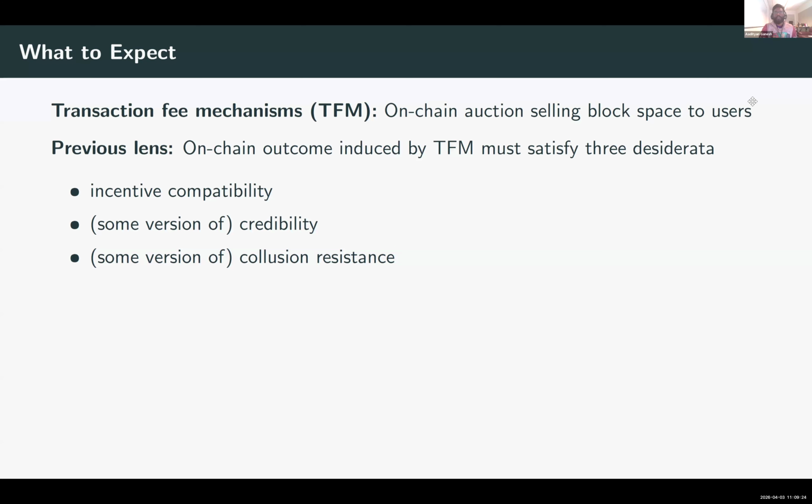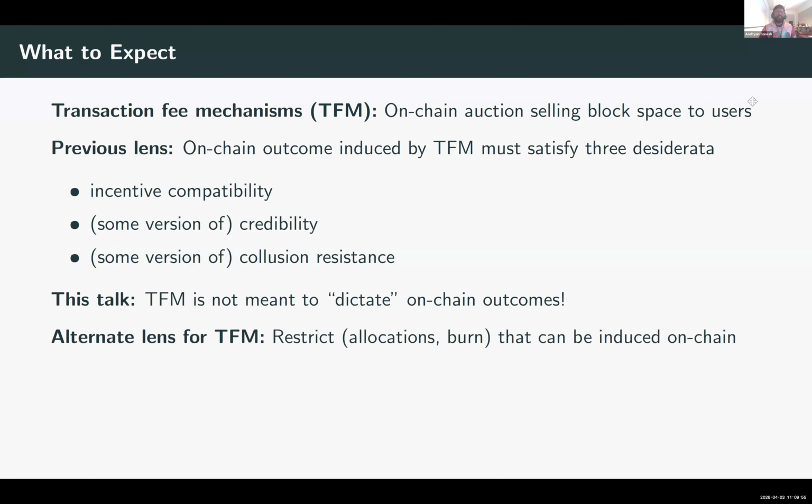More specifically, the previous lens said we have to really make sure that users bid truthfully. We have to really make sure that life is really simple. We have to micromanage all outcomes that happen on chain. The pitch that I'm going to give in this talk is that maybe that is a little too ambitious for transaction fee mechanisms. For that matter, TFMs are not supposed to even dictate all possible aspects of the on-chain outcomes.